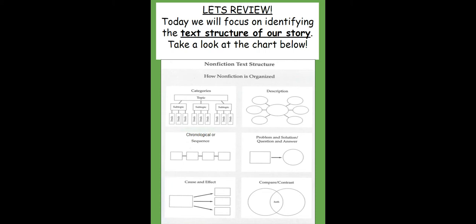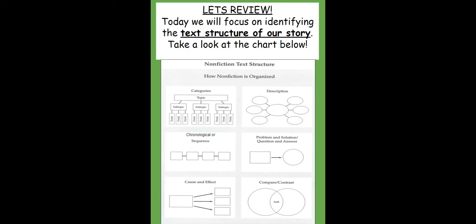Many of you should remember this chart because we were using it in class a lot throughout the year. Remember, this is a chart that shows us how different nonfiction texts can be structured. Some of the examples are categories, where it focuses on a certain topic and then subtopics. Description, so maybe a story or a book that describes something specific like an animal. Books or stories that are written in chronological or sequential order, right? From a certain time to a certain time, beginning, middle to end.